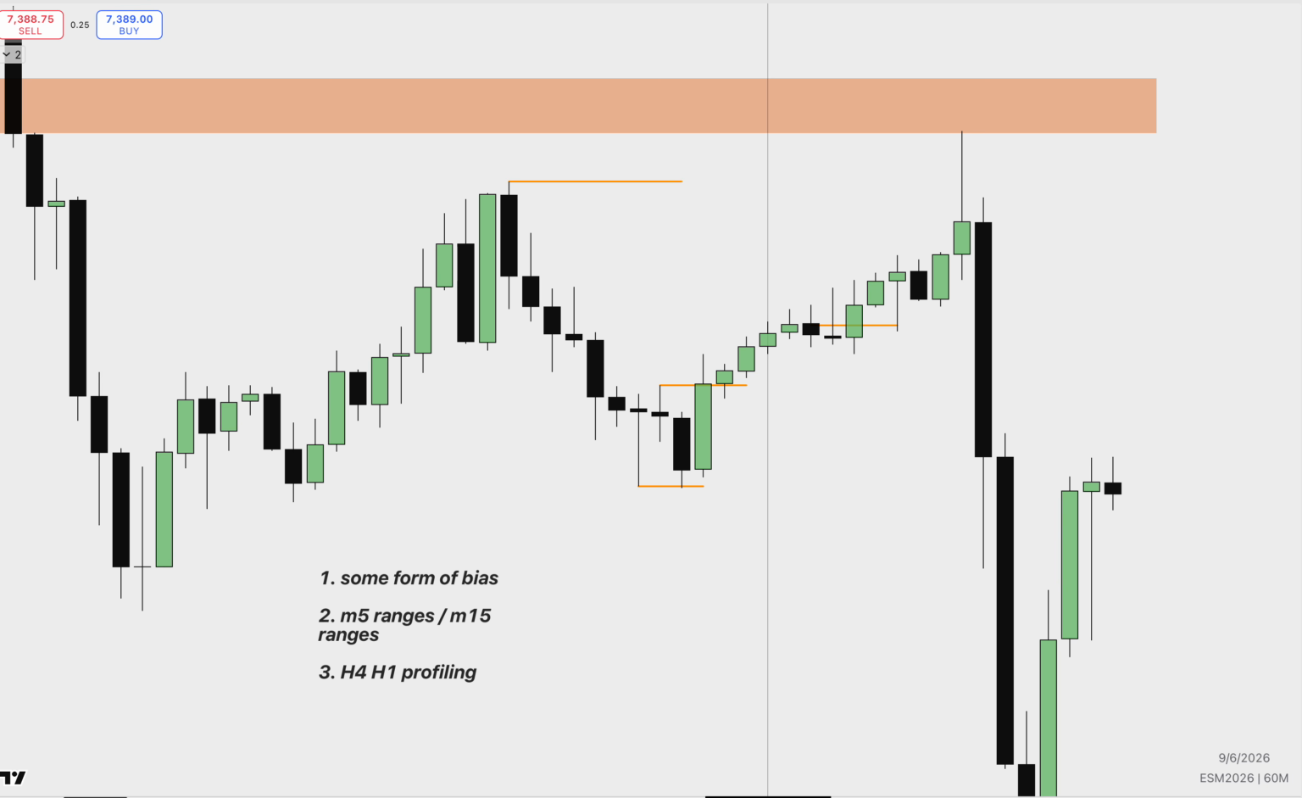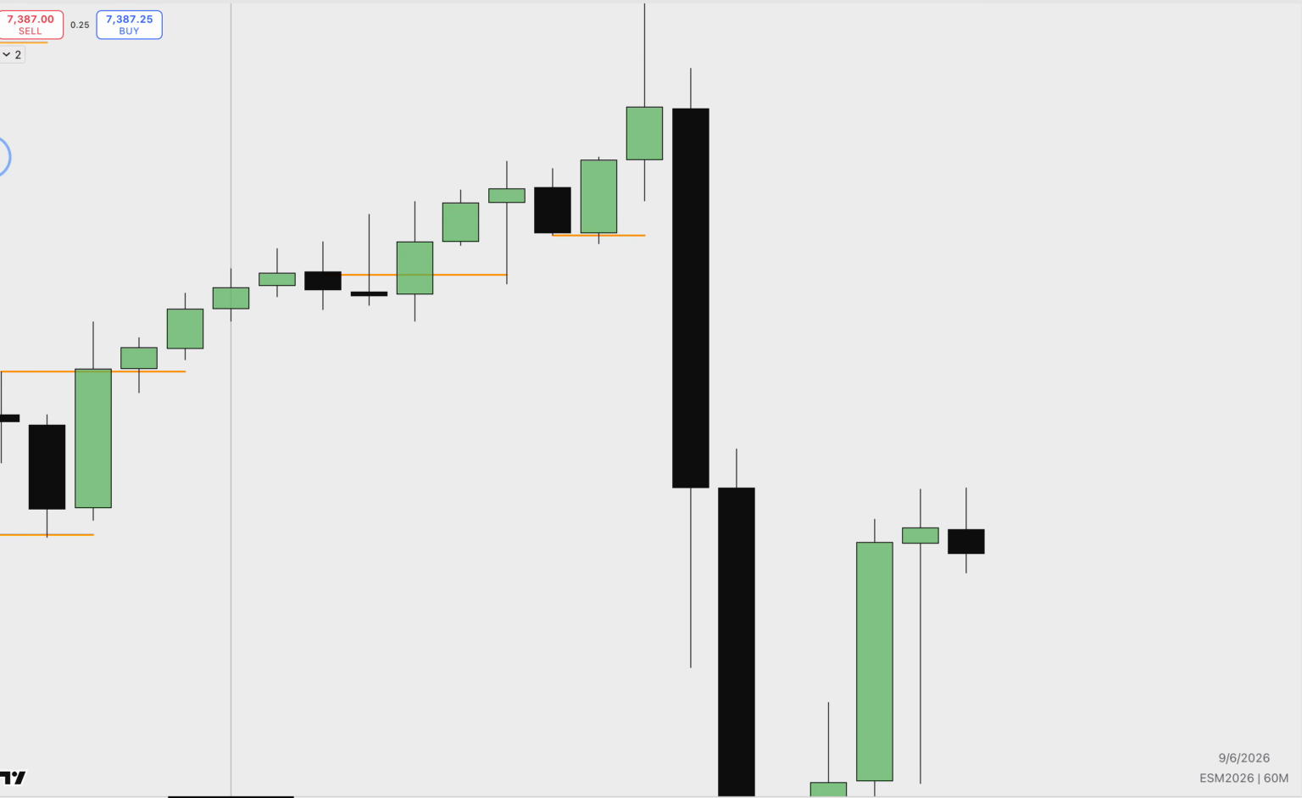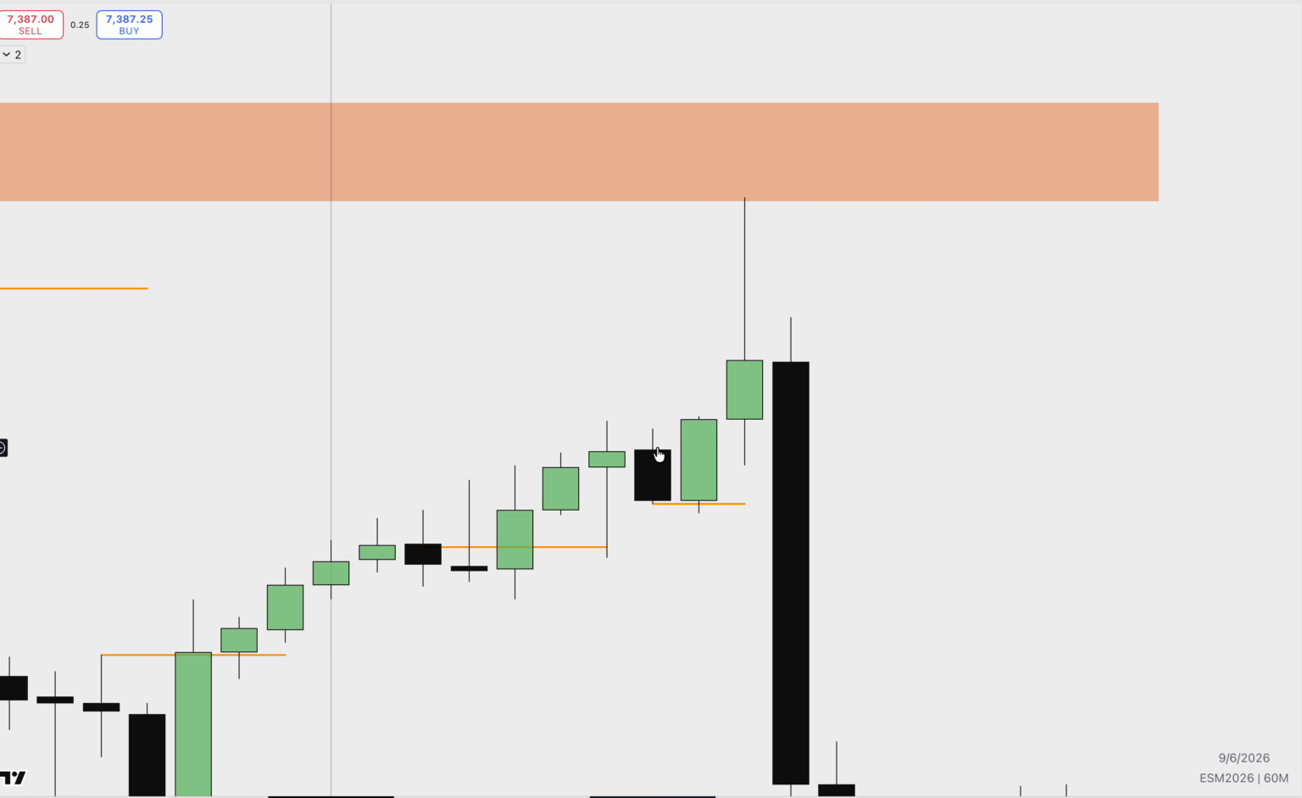I'm profiling these candles. I'm trying to work out where the next one is going. Essentially, what I'm doing is looking at where we have been and where the next one is going. So if I get rid of some of this noise and we zoom into this price action here, this was 7 a.m.'s candle. Okay, this right here. This was 8 a.m.'s candle.